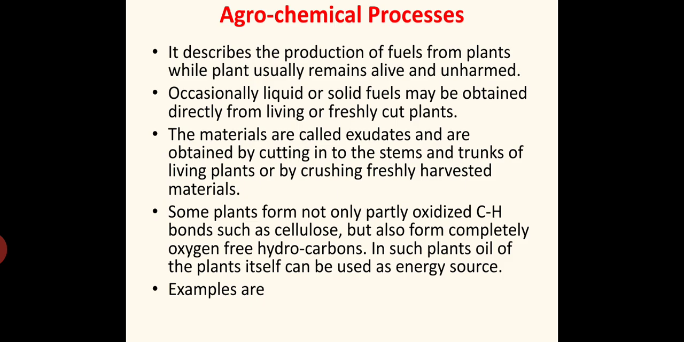It describes the production of fuel from plants while the plant usually remains alive and unharmed. Occasionally, liquid or solid fuels may be obtained directly from living or fleshy cut plants. The materials are called exudates and are obtained by cutting into the stems and trunks of the living plants or by crushing freshly harvested materials. The materials are called exudates.